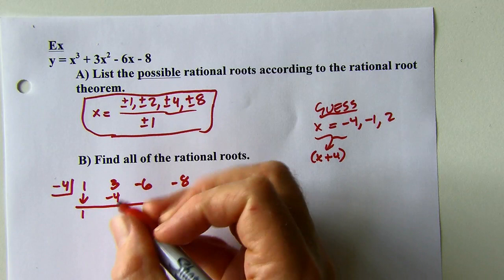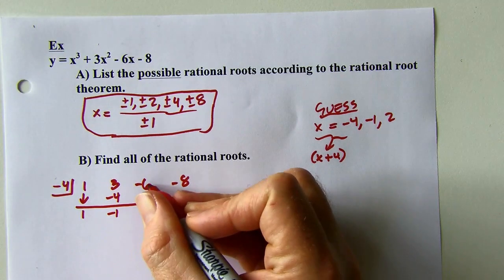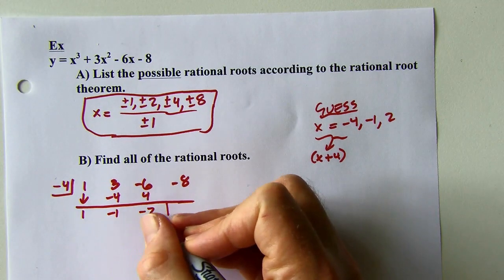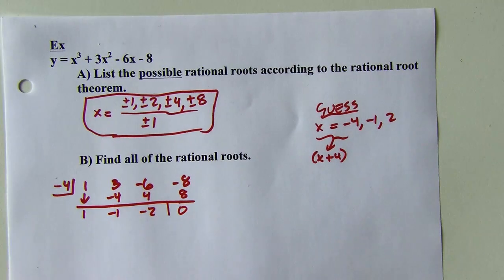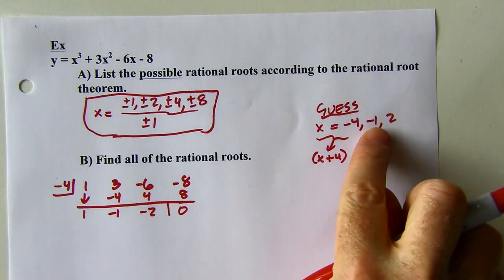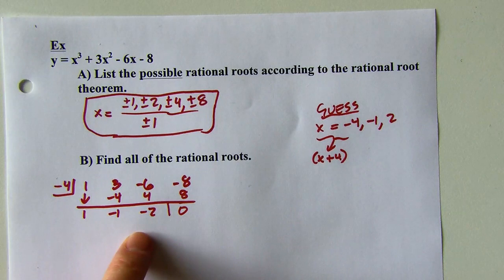3 plus negative 4 would be negative 1. Negative 4 times negative 1 is positive 4. Negative 6 plus 4 is negative 2. Negative 4 times negative 2 is positive 8. Yep, I got a zero remainder. Okay, so I could go ahead and try the rest of these. If you wanted to try negative 1 and 2, you could try the whittled down version and keep whittling this down. So that's one way you could handle this.